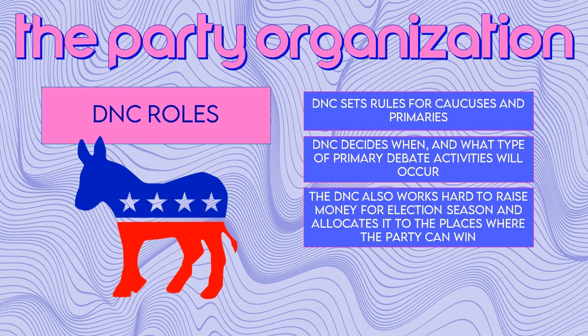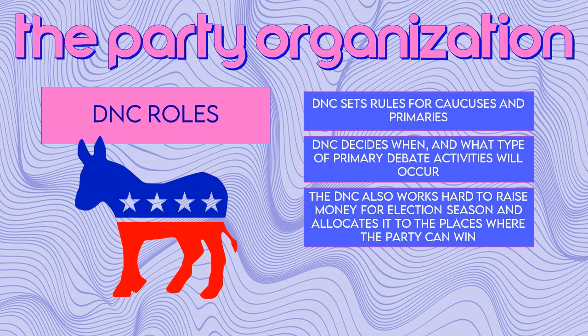The DNC has a lot of jobs to do. Like they have to create the rules that their campaigns are going to use for primaries and caucuses in the different states. They have to decide when the debates will occur. Think about the last election. There were 22 Democrats trying to be the nominee for president. So they've got to figure out how to do that. You're not going to put 22 people on stage, so they grouped them into two sets of 11, and they make those kind of decisions.